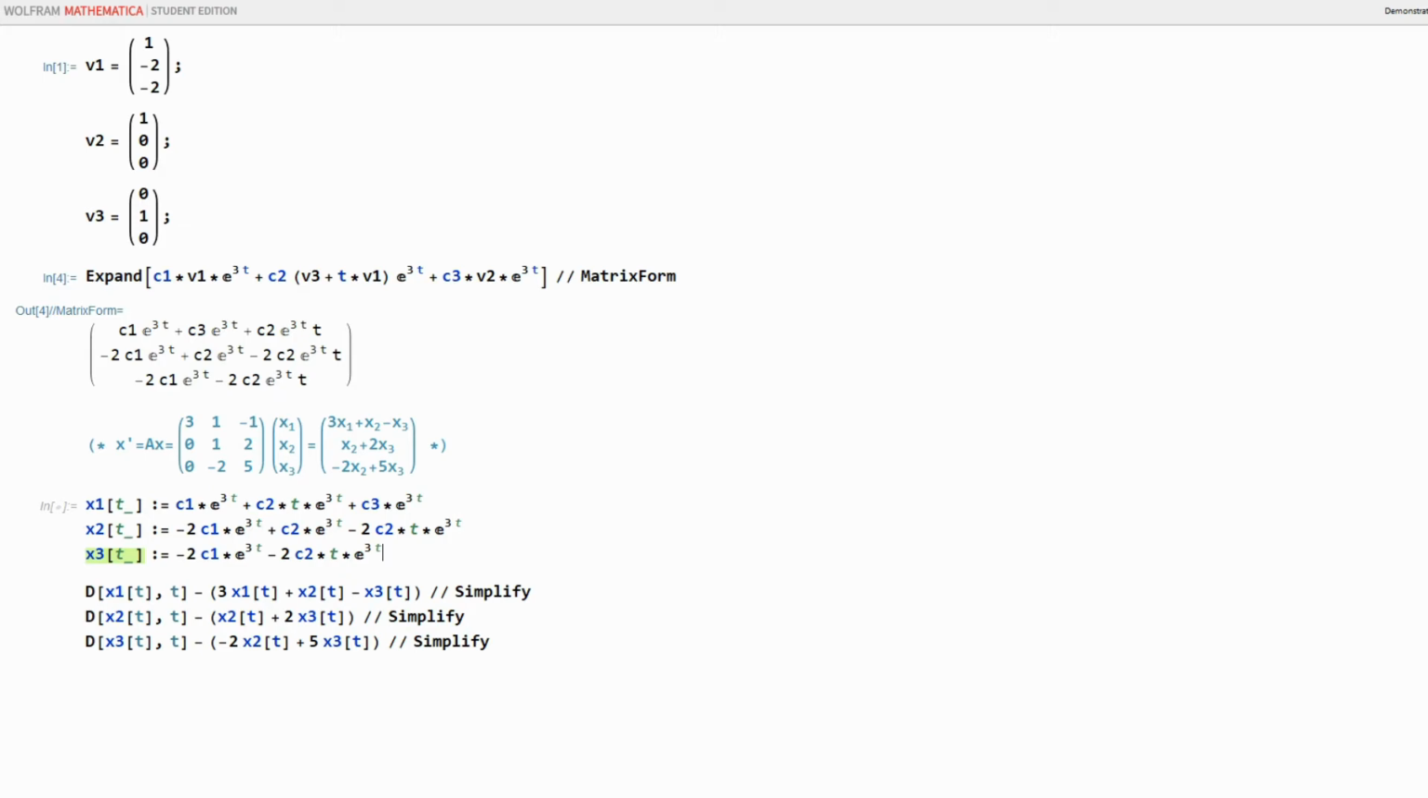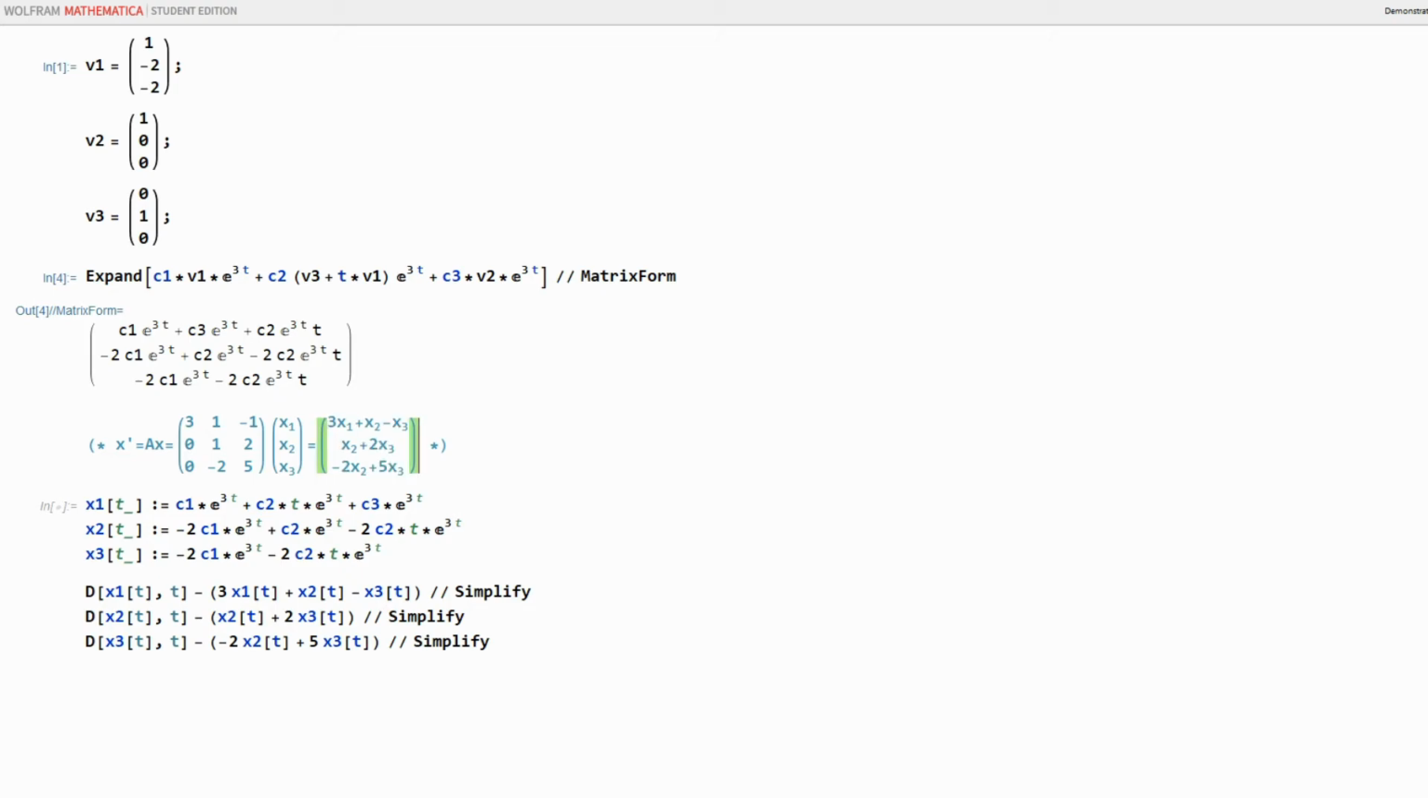And just in case you don't believe me, we can also check this with a computer. You could check it by hand or by computer. Here I'm using Mathematica. Remember, we have x prime is equal to Ax. A is this matrix, and x is this vector. Remember, x1 is short for x1 of t. I just didn't feel like writing it a bunch of times. Anyway, if you compute this matrix times vector multiplication, you get this vector.